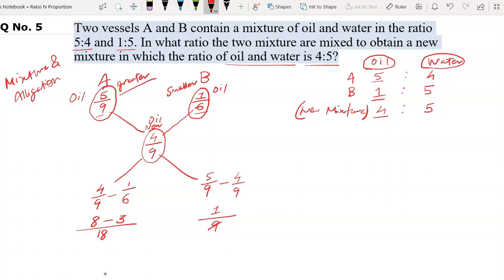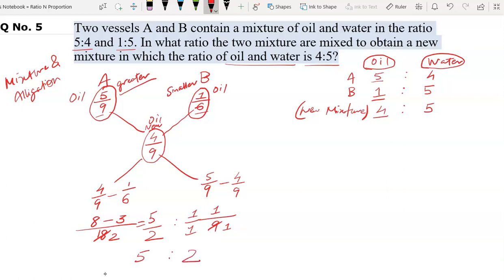Now this we can solve. 9 into 1, 9 into 2. This will cancel out. 8 minus 3 is how much? 5. So 5 by 2, and here we get 1 by 1. So if we solve this, we will get how much? 5 is to 2.